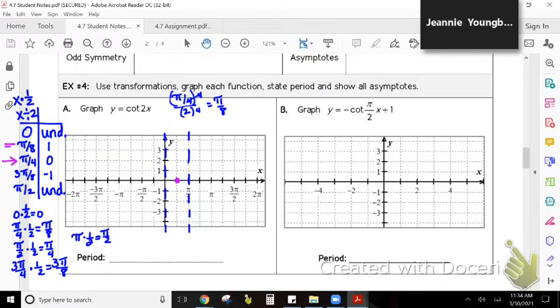Now, pi over 8 here is going to be exactly halfway between 0 and pi over 4. So between that asymptote on the left and my dot, it's going to be exactly halfway, which is pi over 8, and it's going to be up at 1.